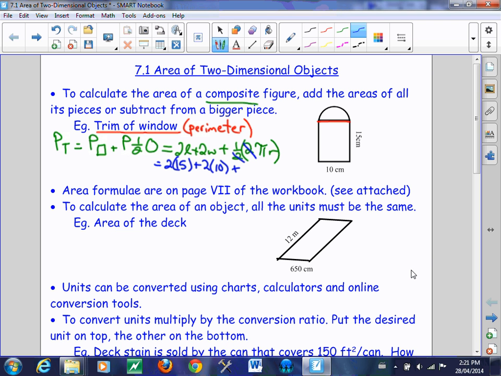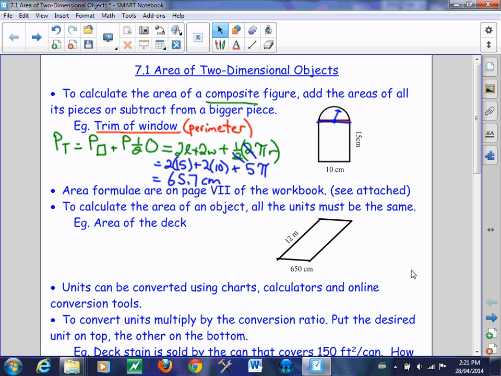Well, if you're trying to figure out your radius, remember it's the distance from the center out. If you're not sure, this whole dimension here is 10, so half of it's going to be 5. So this is going to be 5 pi. Plug that in your calculator, ladies and gentlemen, and you should end up with 65.7 centimeters. Notice the units are singular because it's perimeter.